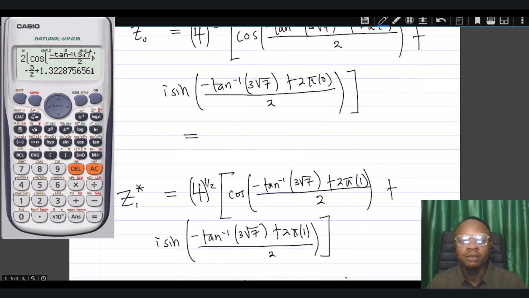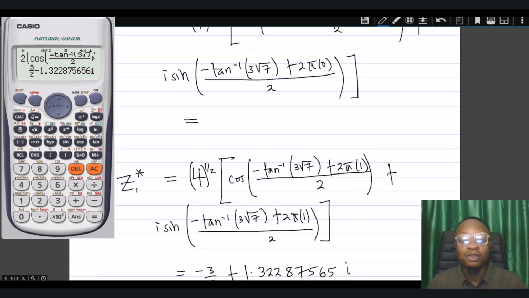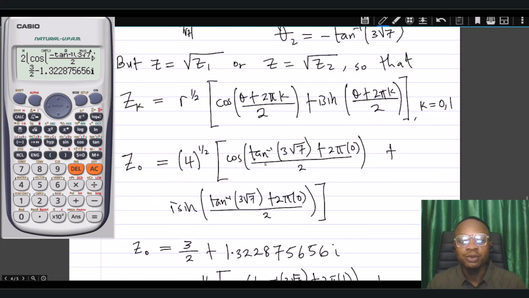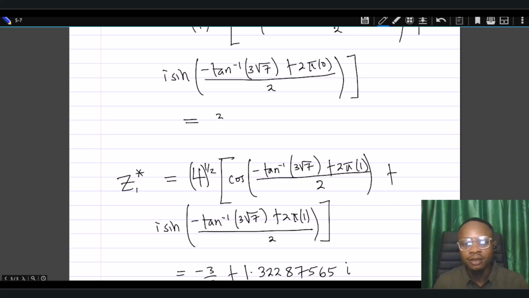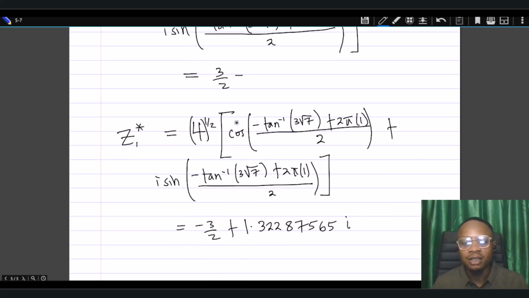Then let's go up there and get for this one. So we just go and remove those two pi's. Well, in this case, we have 2 pi multiplying 0. So we just get rid of this and go there also and get rid of this 2 pi. And at the end of the day, we have 3 over 2 minus this, which is the conjugate of the first part of the result we had up here. So this is basically 3 over 2 minus, what is that again? 1.322, 87,565i. Right. So that is our result.